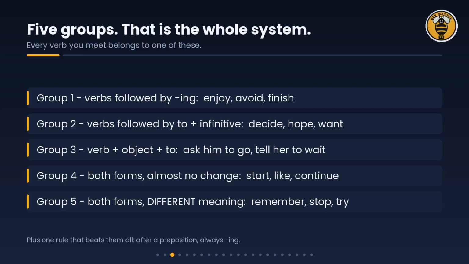The whole system has 5 groups. Group 1, verbs followed by the ing form: enjoy, avoid, finish. Group 2, verbs followed by to plus infinitive: decide, hope, want. Group 3, verb plus an object plus to: ask him to go, tell her to wait. Group 4, verbs that take both forms with almost no change in meaning: start, like, continue. And group 5, the interesting one, verbs that take both forms but the meaning changes completely: remember, stop, try. There is also one rule that beats all of them. After a preposition, you always use ing. We will come back to that.